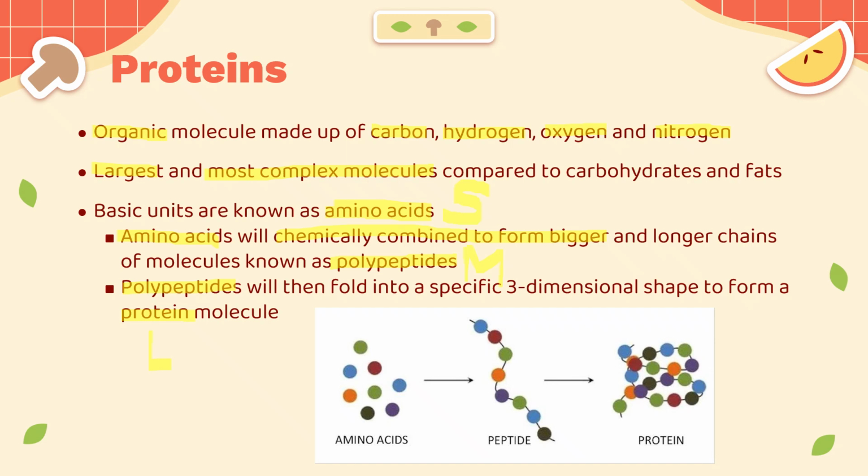So in this diagram, you can see that I have a few amino acids together. I can bind them into a short chain known as a polypeptide. And the polypeptides will continue to join together to form a very complicated chain or a very complicated molecule known as a protein molecule. So amino acids, polypeptide, and protein.